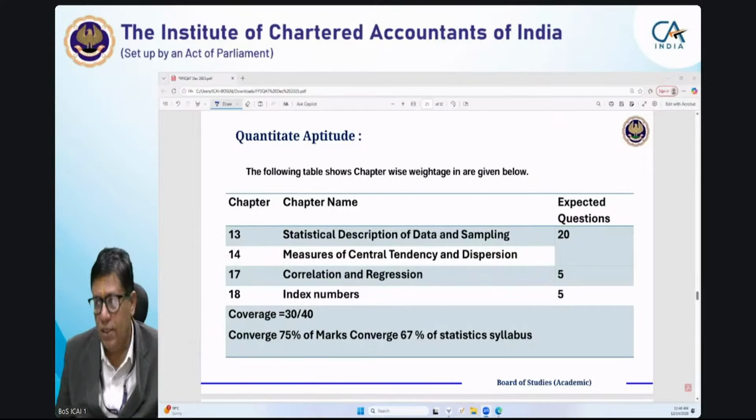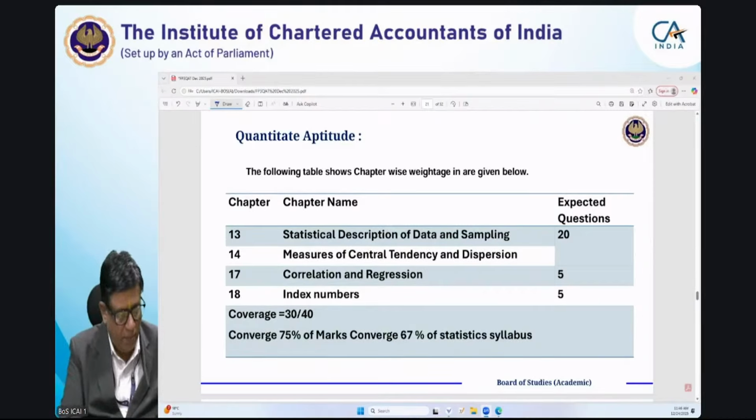Actually, statistical description of data and sampling, with measures of central tendency as one part and measures of dispersion as another part, carries 20 marks weightage. Sum of all this means 20 marks weightage. Correlation and regression carry 5 marks, and in the last question paper, September 2025, the weightage was given like that also.